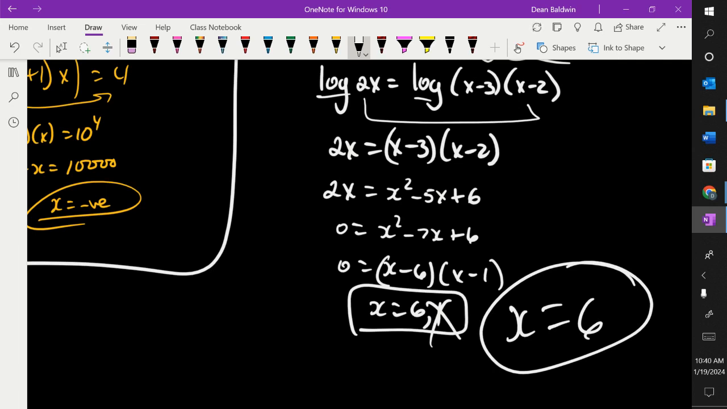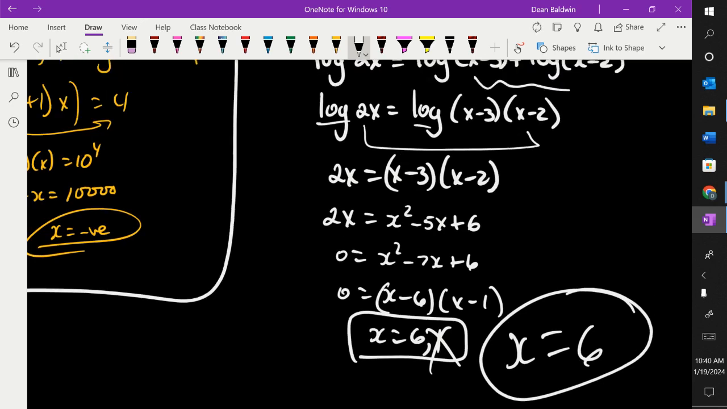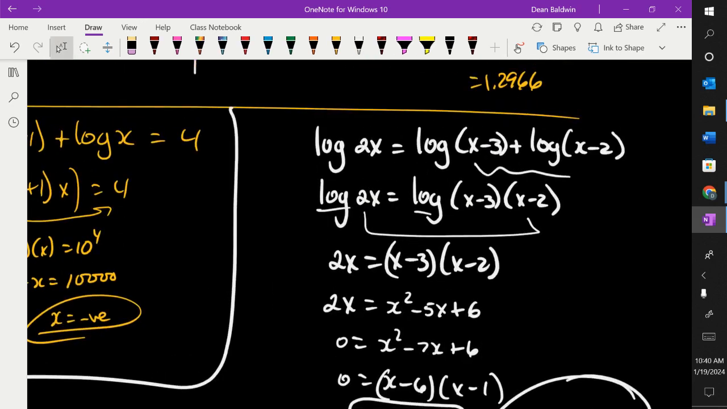Are we good? Does everybody understand that? Put it in the original. What's 1 minus 3? Negative 2. Can't log a negative. So it all blows up. So always check it in the original.